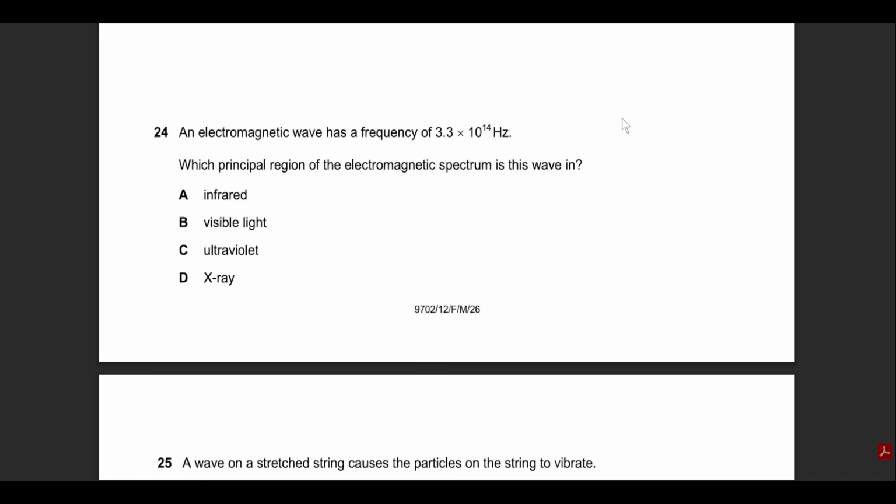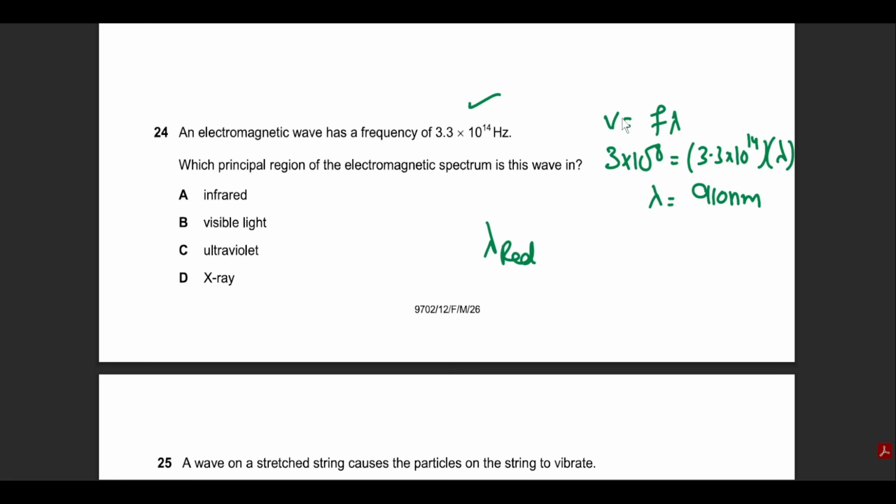So question 24, frequency is this. We're going to use v equals f lambda. If you're good at this, you must have memorized the whole spectrum. But if there is a problem, you can use this trick and method to actually get very close to your understanding if you still remember something. So lambda is going to come out as 910 nanometers.